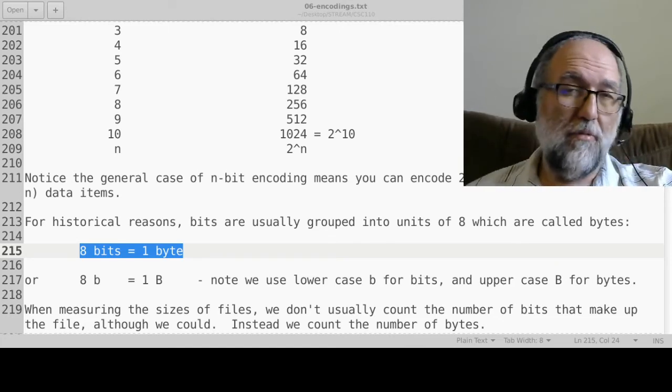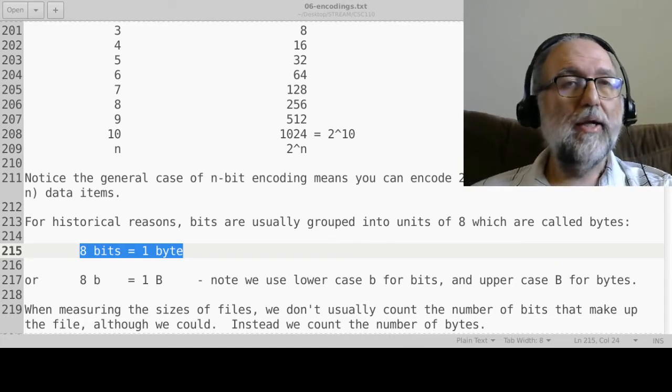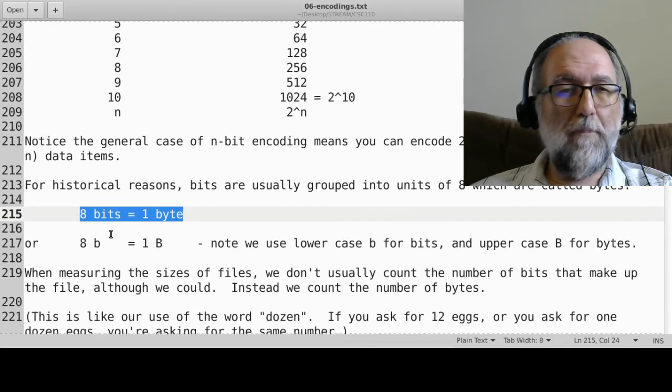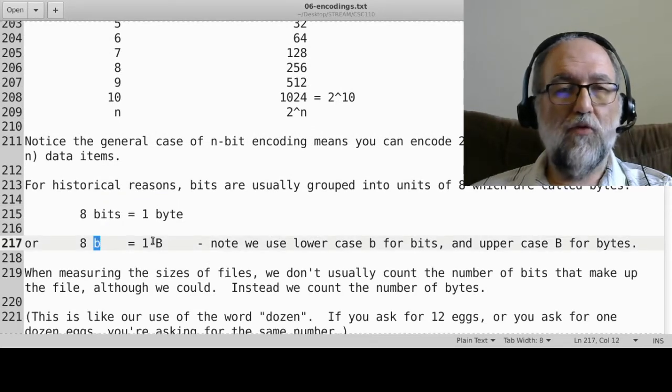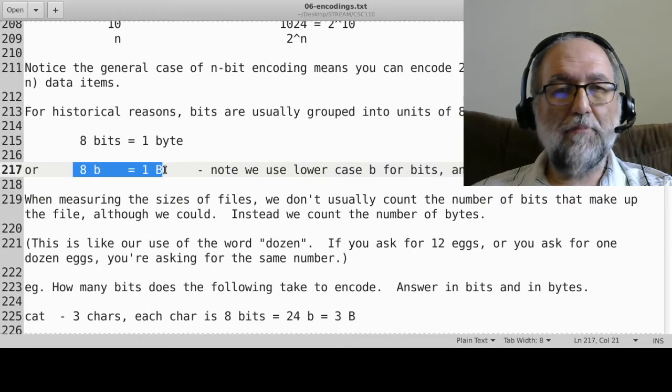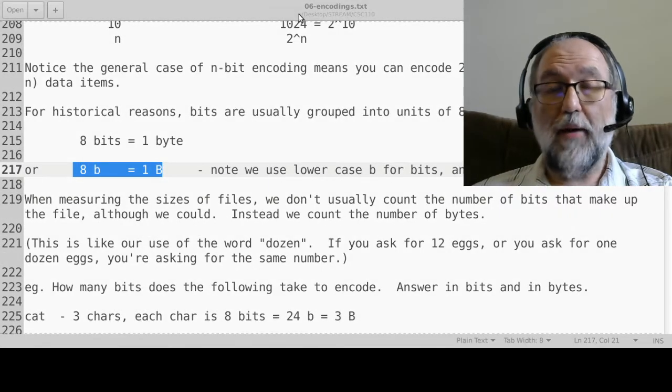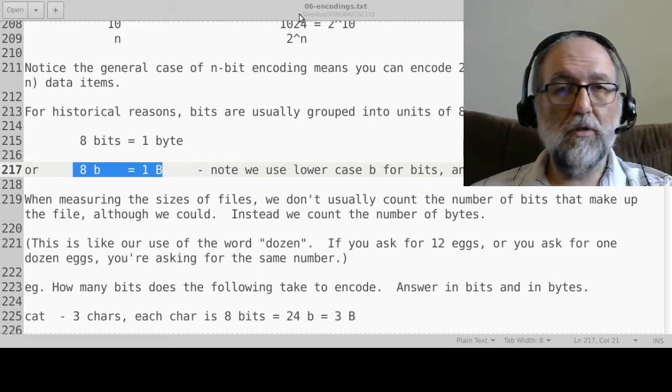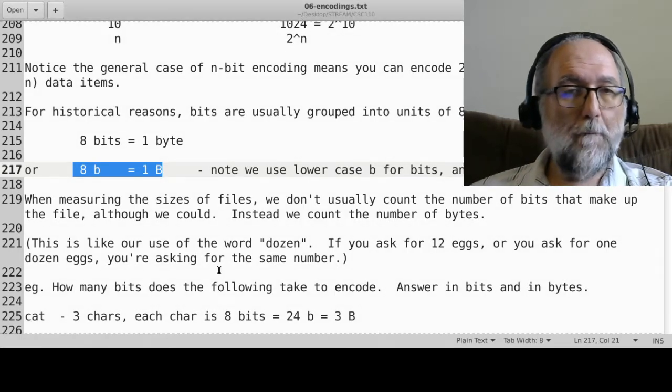If you have another 8 bits, that's another byte. Another 8 bits is another byte. The symbol for a bit is little b, and the symbol for a byte is a capital B. So just keep that in mind. And 8 bits is basically equal to 1 byte. All right, so 8 bits is equal to 1 byte.